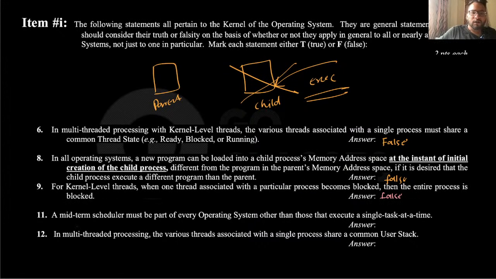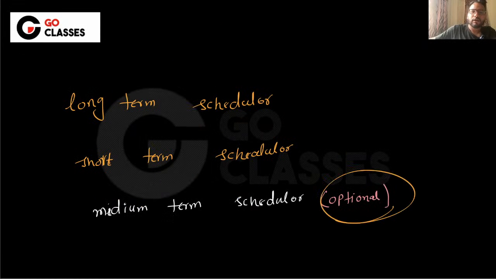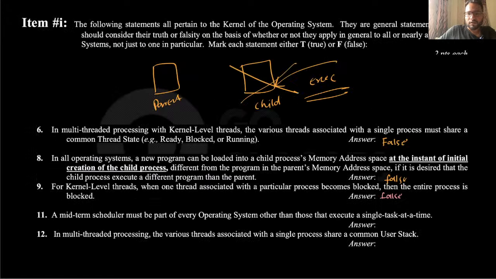Let's just see this 11. A midterm scheduler must be a part of every operating system other than those that execute a single task at a time. So midterm scheduler is what? Swapping out and swapping in. So they are saying it must be a part of every operating system. What do you think? As I said, it was optional, right? If you remember, I said midterm scheduler is an optional thing. It need not be a part of every operating system. So that is why this is false.